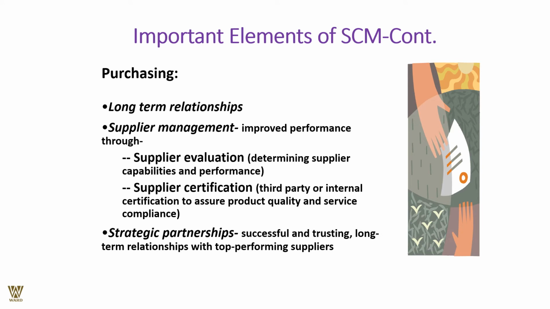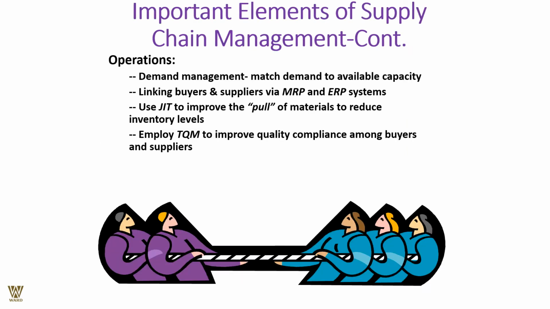Look at what is happening with an important element of supply chain management. In terms of purchasing, we build, we sustain, we strive towards a long-term relationship. Supplier management improves performance through supplier evaluation, determining supplier capabilities and performance, and supplier certification, third-party or internal certifications to assure product quality and service compliance. Talk about strategic partnership: successful and trusting long-term relationships with top-performing suppliers as and when the case might be. So that is an important element of supply chain management.